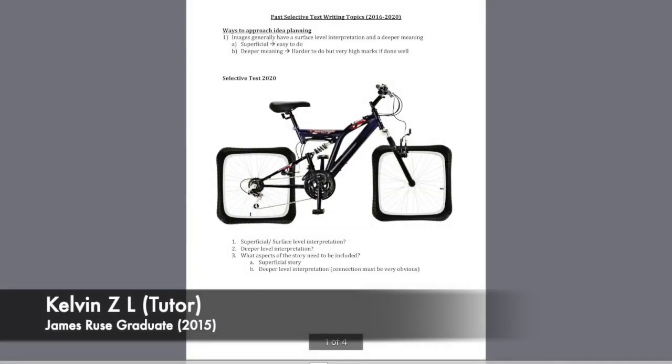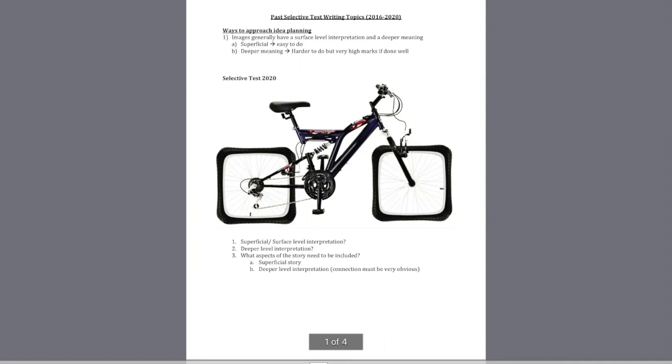Okay, so pretty much this is just telling you how to come up with ideas and what to really write about when you're faced with these sorts of stimulus. As you can see at the top of the screen, it tells you ways to approach idea planning, right? It tells you images generally have a surface level interpretation and a deeper meaning. So it has A and B, right? So superficial, which is easy to do, and deeper meaning, which is harder, but very high marks if done well.